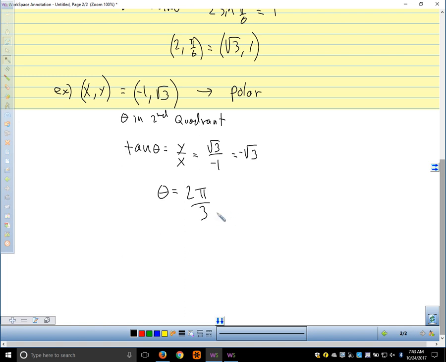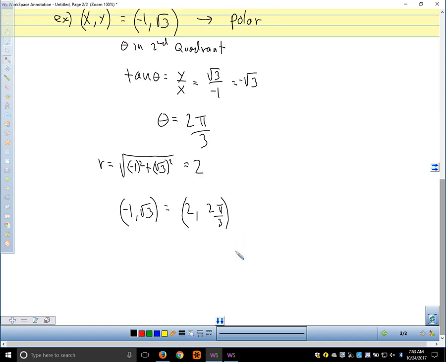And so our radius r is the square root of (-1) squared plus (square root of 3) squared, which is 2. So we have (-1, square root 3) equals (2, 2 pi over 3).